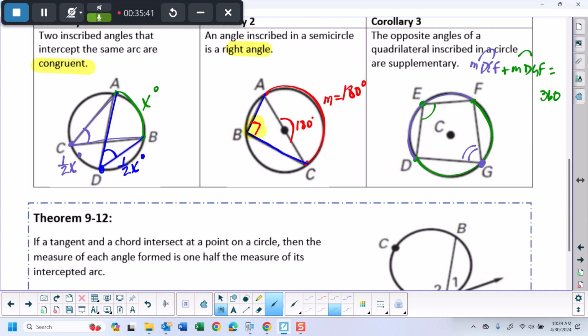Aren't the angles half of the measures of the arcs? So what would the sum of the angles be? What's half of 360? 180. So the opposite angles of a quadrilateral are supplementary.